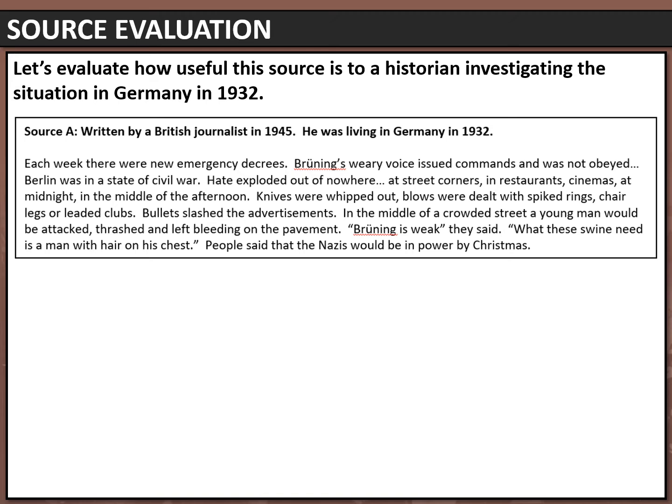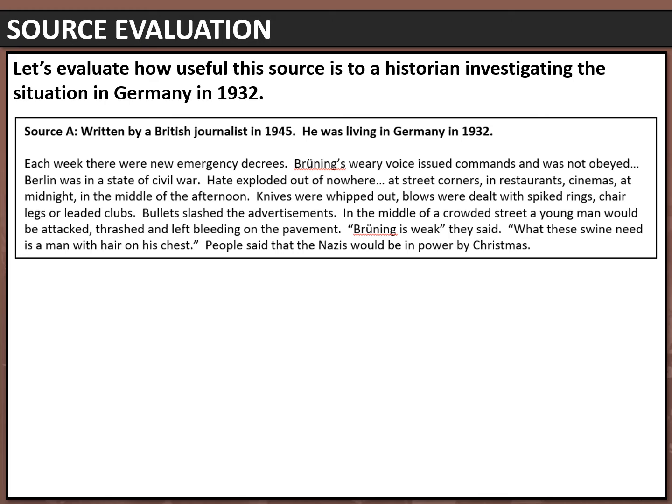So next we're going to look at a source from this time period. And we're going to evaluate how useful this source is to a historian investigating the situation in Germany in 1932. First, let's start by reading the source. It's written by a British journalist in 1945. He was living in Germany in 1932.